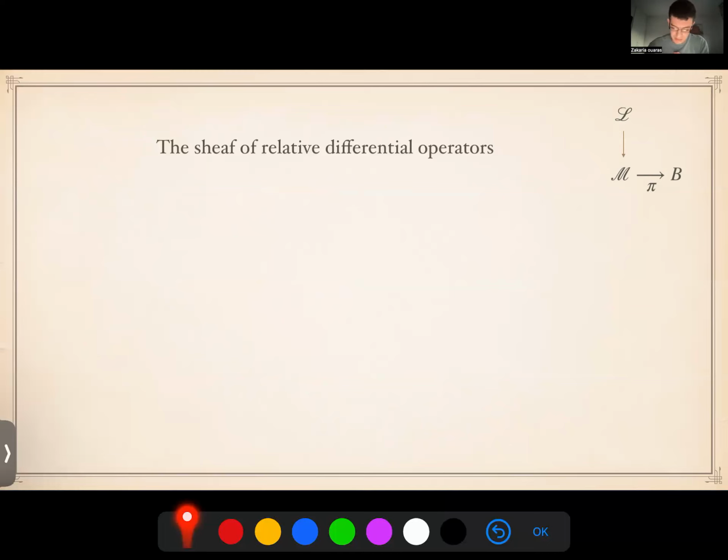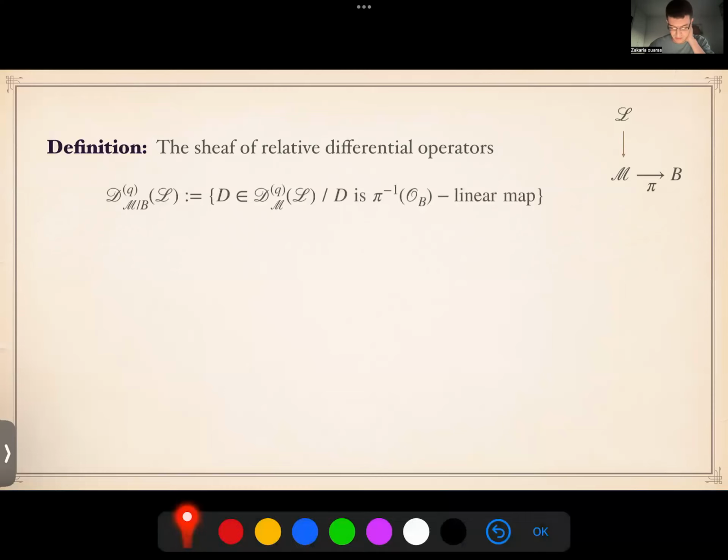But to construct a relative version, you need more than this. You need to be π⁻¹O_B linear, which means that you need to be linear for any functions that came from B. In other words, you are linear for any functions on M that are constant on the fibers. It means that you need to satisfy such an equation.